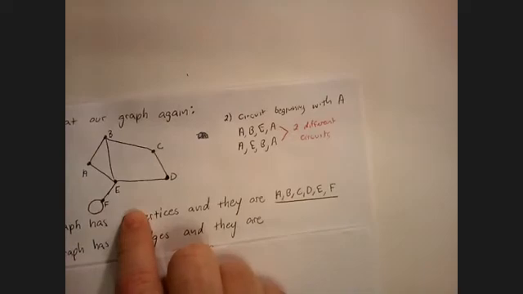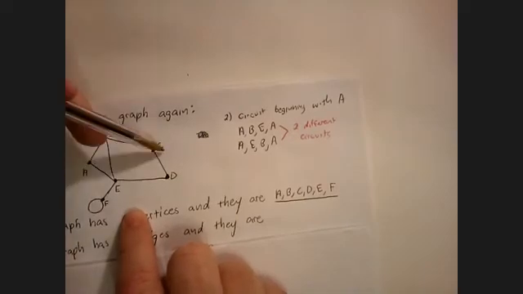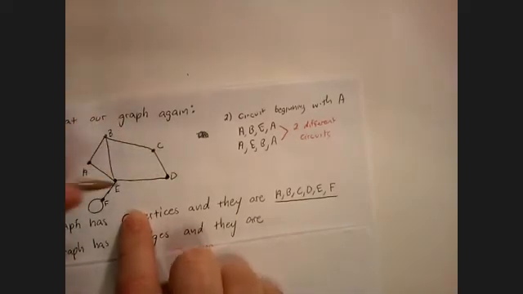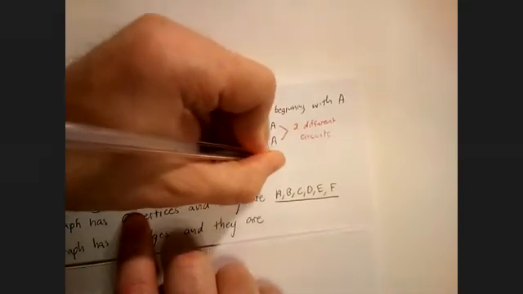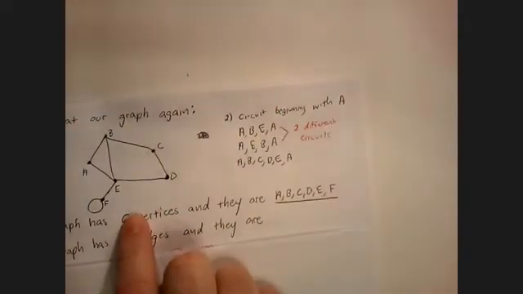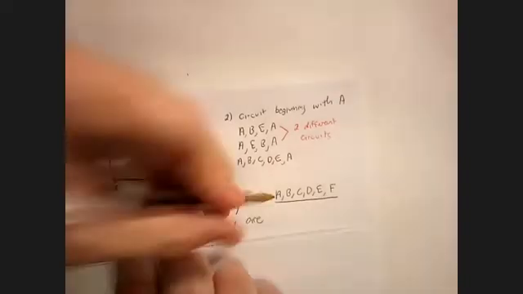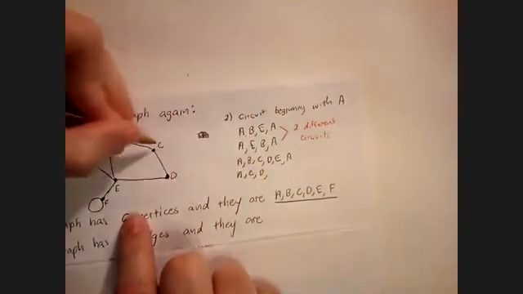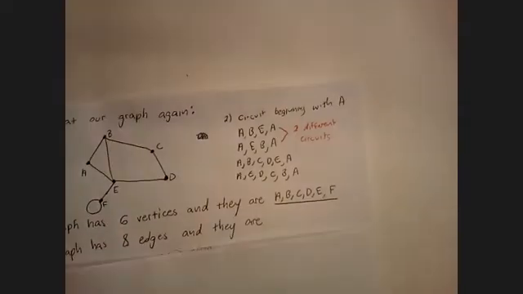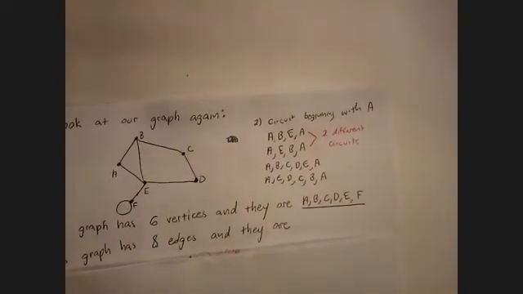There's more. I could go A, B, C, D, E, A. I could go the other way, A, E, D, C, B, A. Okay. All right, so that is circuits.